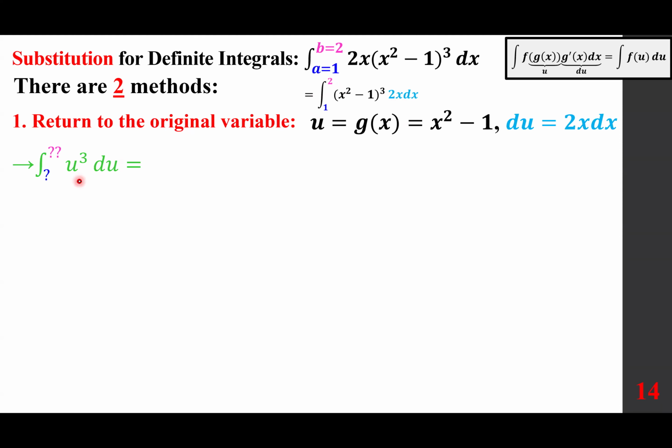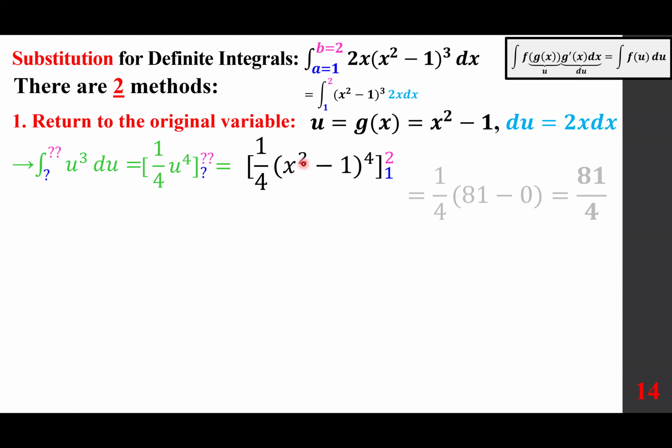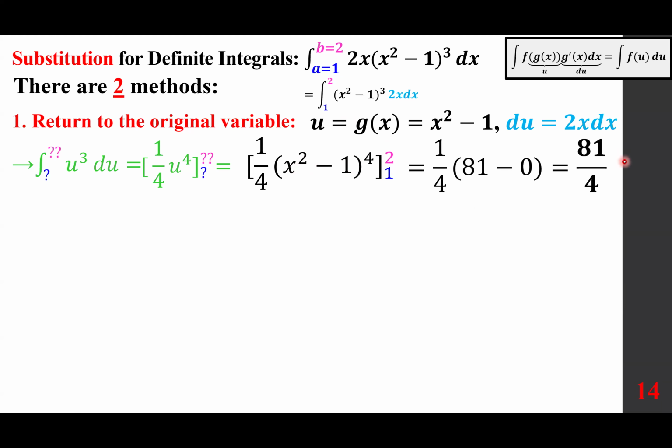So the integral is 1/4 u to the power of 4. And again, what are the limits? We will get to that. We are going to replace the u with x squared minus 1, and we go back to the original limits. Now, 1/4, if I plug in 2, I get 4 minus 1 is 3 to the power of 4 is 81. If I put 1, I get 0. And therefore, the answer is 81/4. We are done.